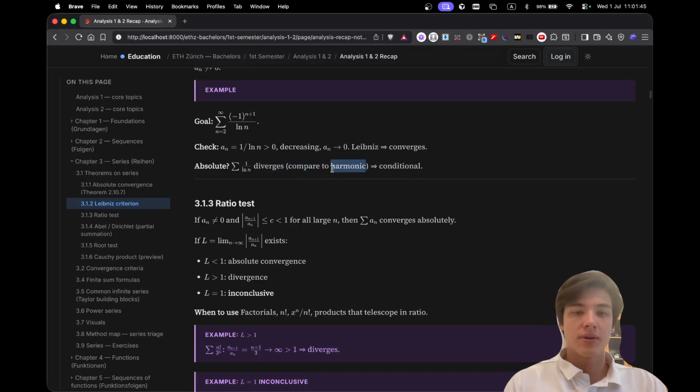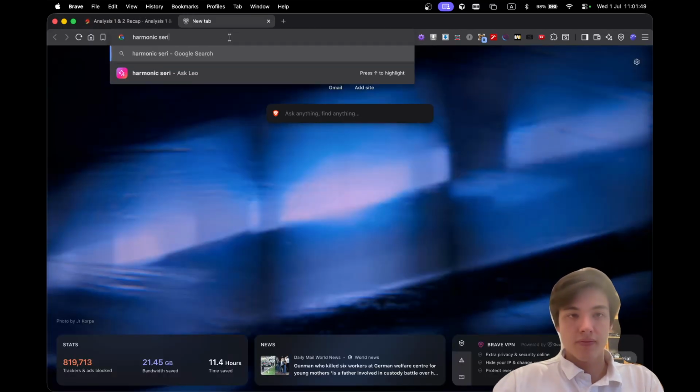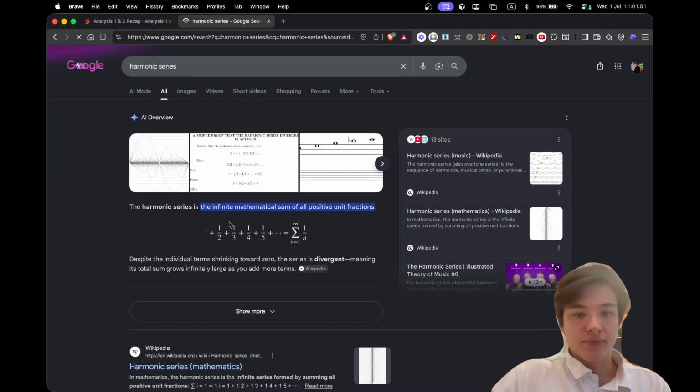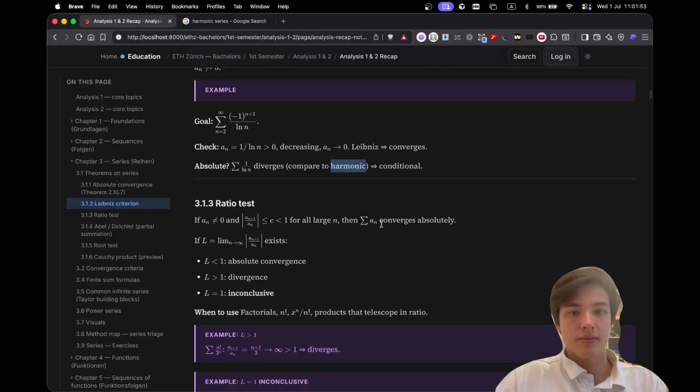We know if the sign doesn't change, it diverges, because compared to the harmonic series, 1 over n, this one goes small, ln grows slower than n.